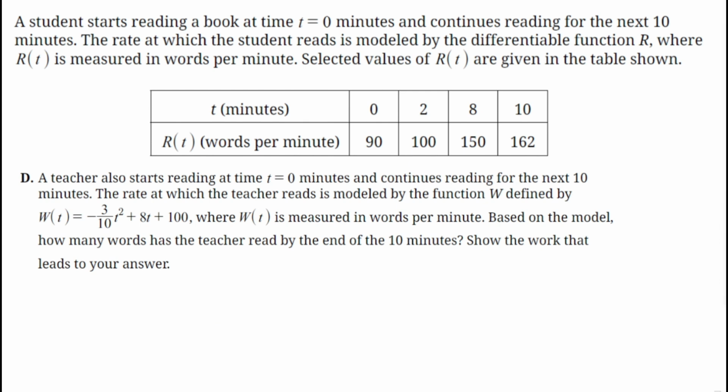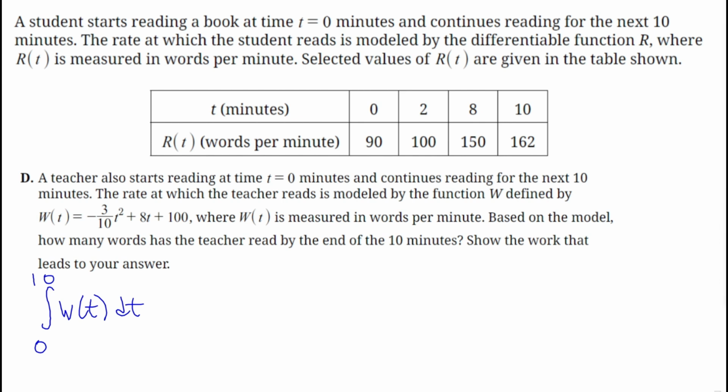And here in part D, we've added something in. We've got a teacher that's now also reading for 10 minutes. And we're given a different function to represent their rate, w of t, which is -3/10 t squared plus 8t plus 100. And we want to know, based on this model given to us, how many words has the teacher read at the end of 10 minutes? Well, if we're given the rate at which they've read these words in words per minute, we just have to integrate that rate to get the amount. So we're going to integrate w of t dt from 0 to 10.